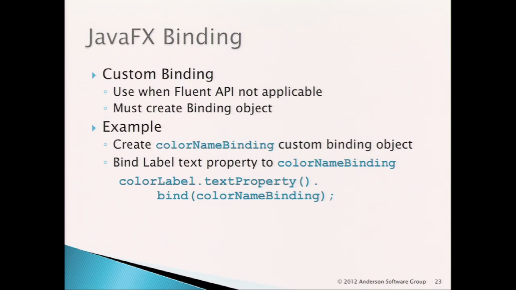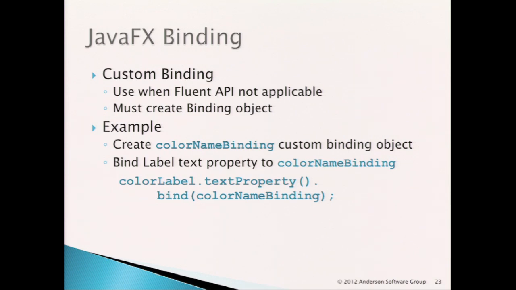And you use this because the Fluent API is quite extensive, right? But it can't do everything for you, and very often you'll have objects that have to change, and you'll have to do that yourself. So let's show you how to build and create a custom binding object. And we'll call this custom binding object colorNameBinding, okay?